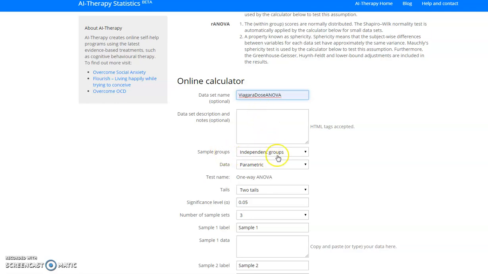So it is an independent group because they are not the same people. It is parametric. So parametric statistics is when your assumptions are met, which is why we do one-way ANOVA. Non-parametric is the Mann-Whitney test, when my assumptions are not met. This is really important for you guys to remember.